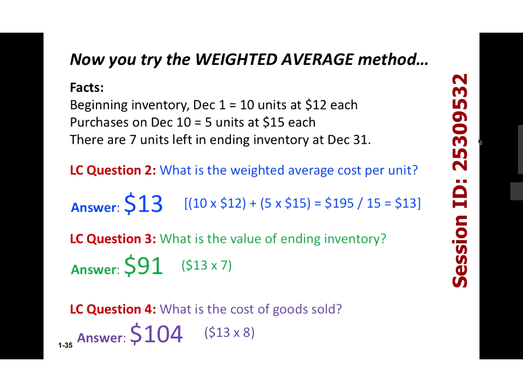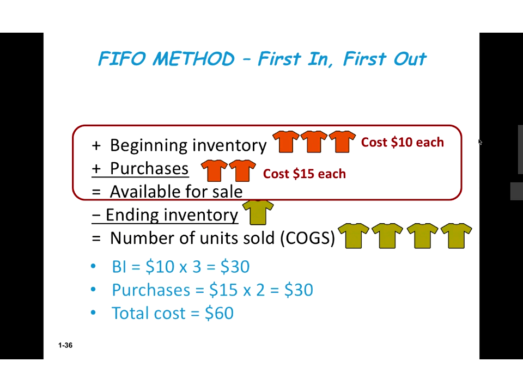Okay, so weighted average. That was one method. Now, we get into the next two methods, which cause probably the most angst. But it's doable. You just have to slowly go through. And when I do these methods, I myself actually write things down. We're going to be doing FIFO first. FIFO is first in, first out.